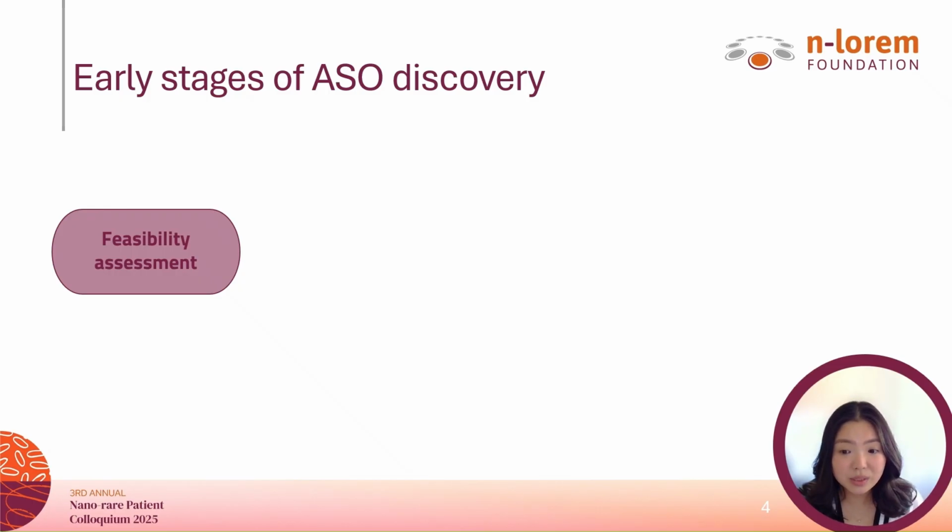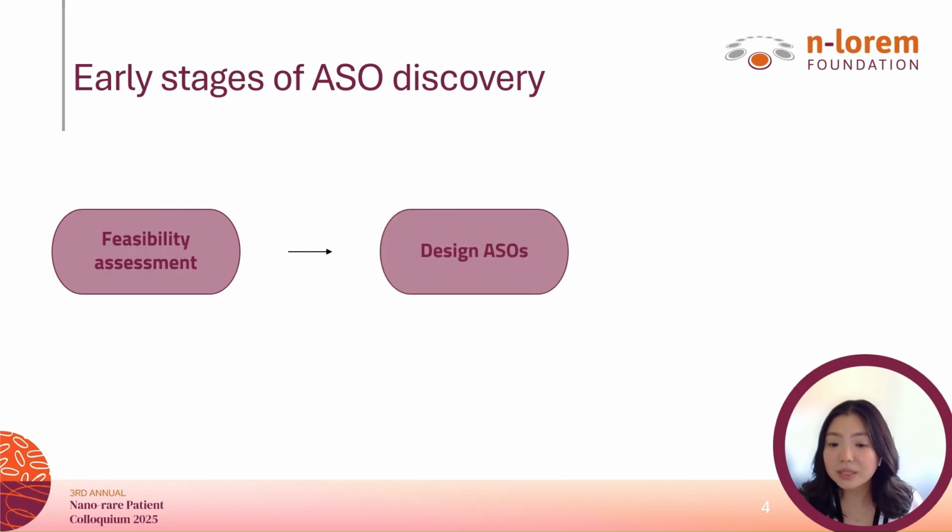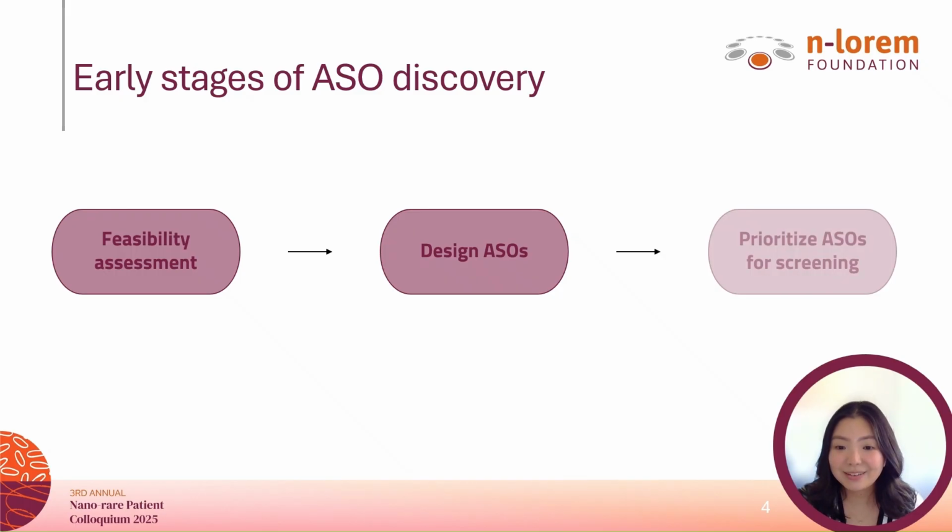And if we do think we can be successful, then we can move to the design stage where we want to design as many possible ASOs. And if we're really lucky, we can end up with thousands in this initial design stage. And if we do happen to be that lucky, then we will systematically filter or prioritize ASOs into a smaller set that we will then take into in vitro screening. And so for all three of these different steps, we use omics data in order to help us.